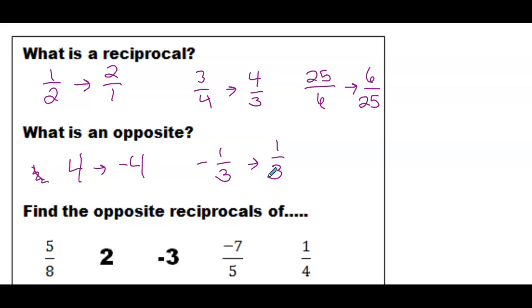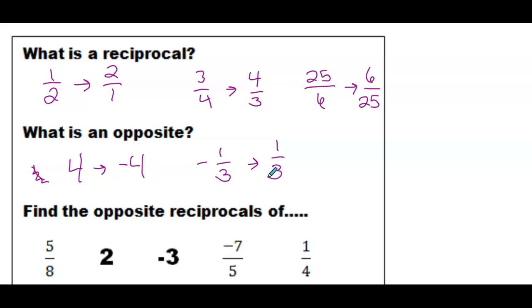So at this point, I'd really like for you to pause your video for just a moment and find the opposite reciprocal of the numbers below. Go ahead and pause it, make sure you've tried it, and then come back and we'll go through them. Finding the opposite reciprocal of each of these.